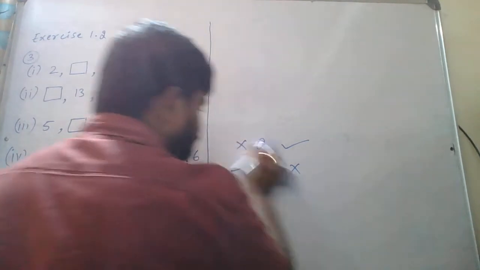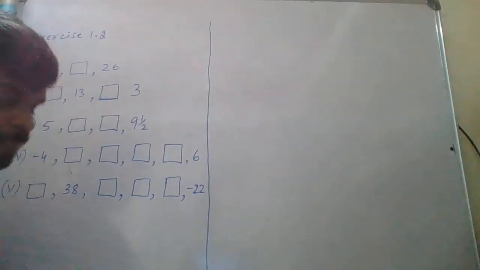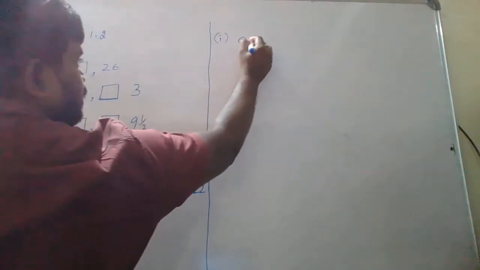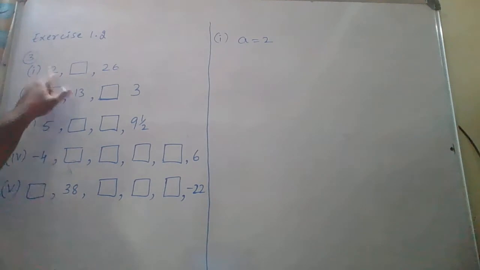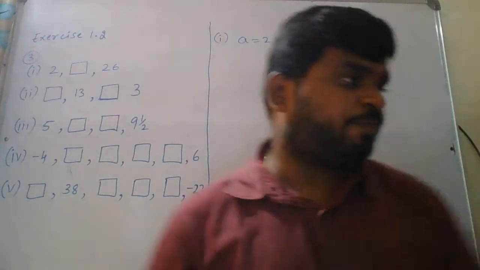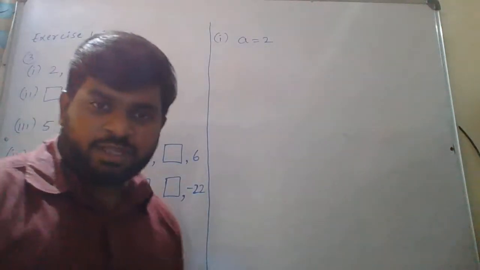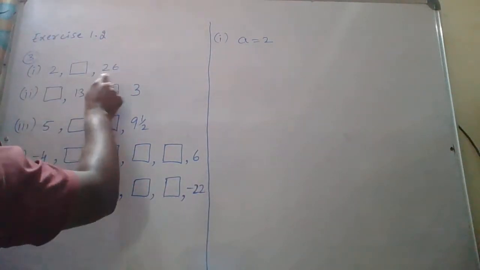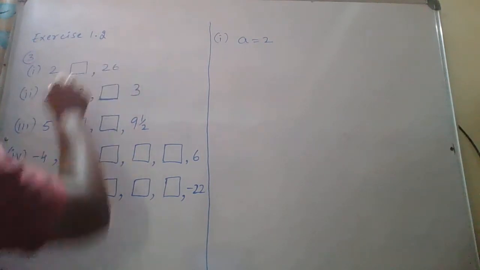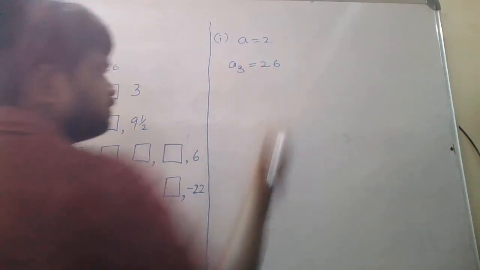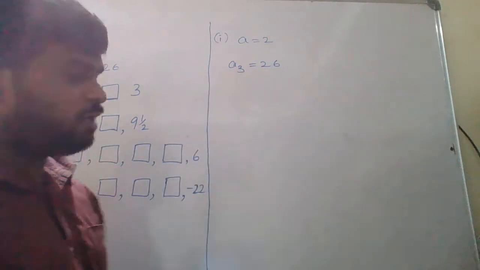In the first question, as we can see here, we know the value of A. A is 2, isn't it? The first term, A is 2. But we don't know what is the value of D. As I said, you will get an equation here. We have to solve it. How do I get it? Observe this. This is in third place. We call it the third term, isn't it? Therefore, I can write the third term as 26. Through this, you're going to get an equation.